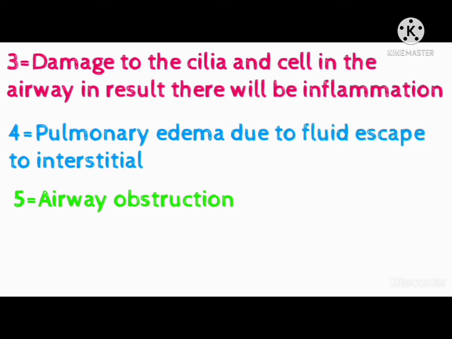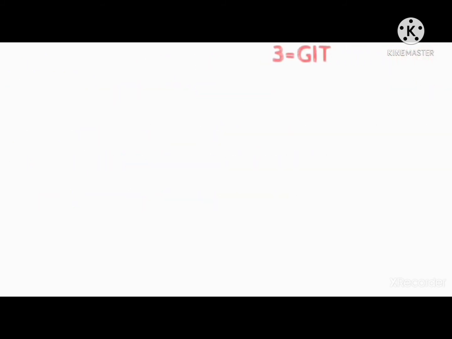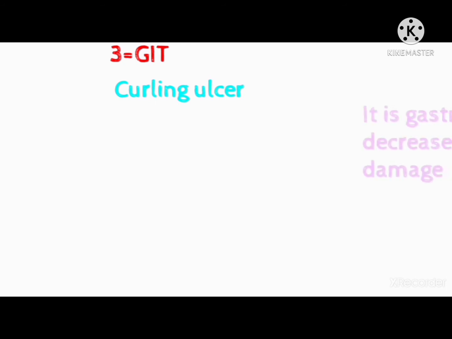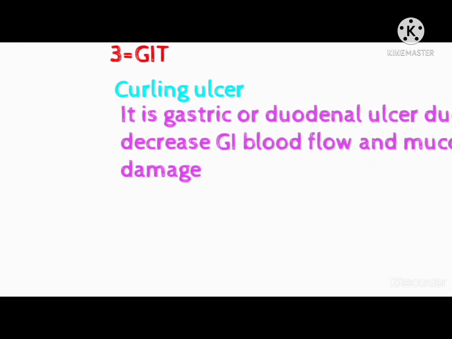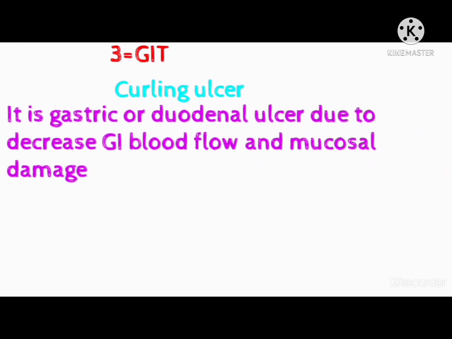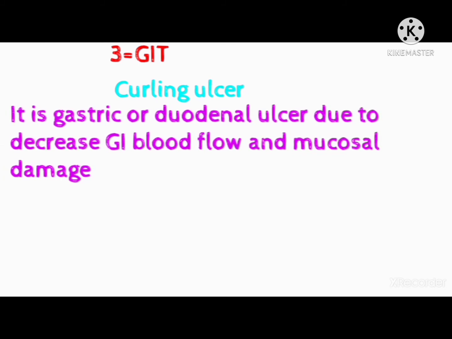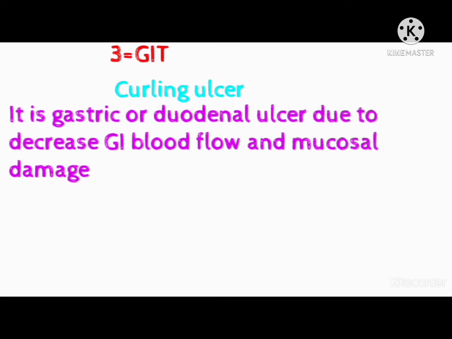Now come to the third system, which is GIT. In GIT, the most important change due to burn is the curling ulcer, which is very important in theory as well as viva. Now, what is curling ulcer? It is a gastric or duodenal ulcer due to decreased GI blood flow and mucosal damage. Due to decreased GI blood flow and mucosal damage, the gastric or duodenal ulcer is called curling ulcer.